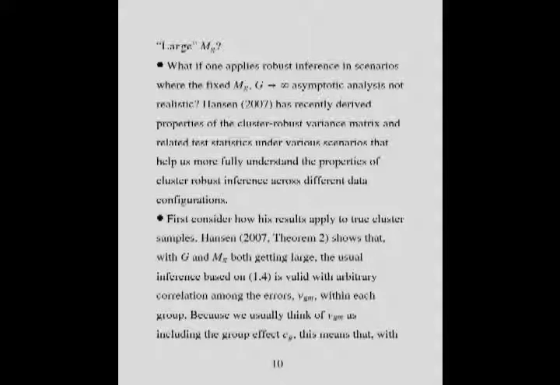So Chris Hansen has written two papers recently. We'll talk about the second paper later on when we talk about difference in differences. The first paper basically looked at this issue about what happens when we have these various configurations with G and the M sub Gs. And so I'll just summarize what comes out of that work.